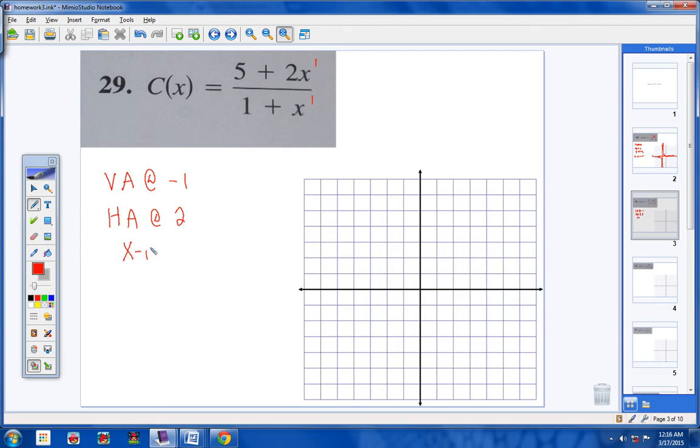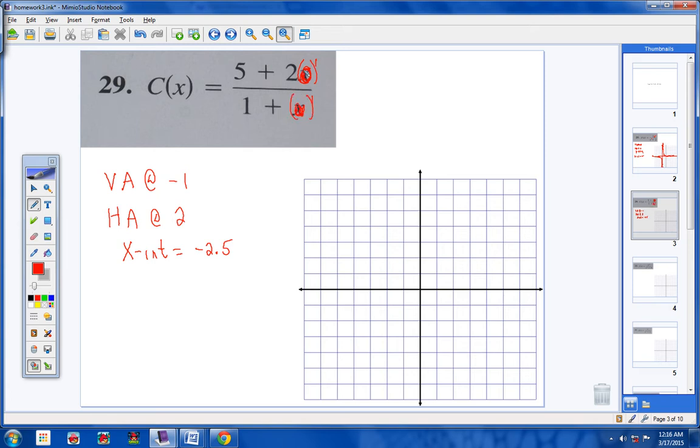The x-intercept is always found by taking the numerator and setting it equal to 0. So you would get negative 5 divided by 2, negative 2.5. So there's your x-intercept, okay? Negative 2.5. Now, to find the y-intercept, we'll put a 0 in for x right here, and a 0 in for x right here, okay?